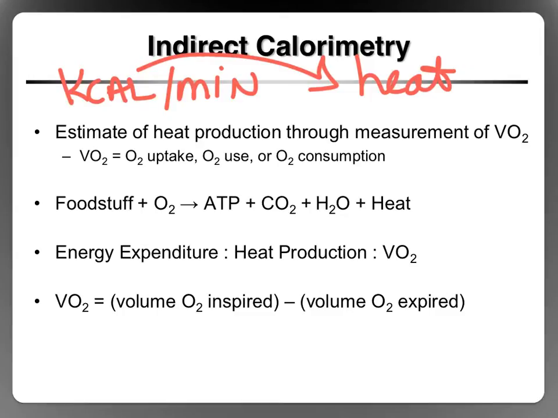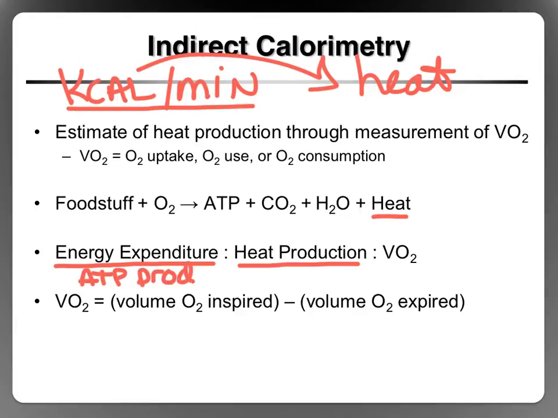Now, we can measure calories directly with a process called direct calorimetry. What we do is we measure the heat coming off of an individual, and because heat production is directly related to energy expenditure, which is the same thing as ATP production, the higher the calories per minute, that means that we are using more ATP, an indication that we're doing more work. So calories give us an indication of how much work you're performing or how much work you performed.